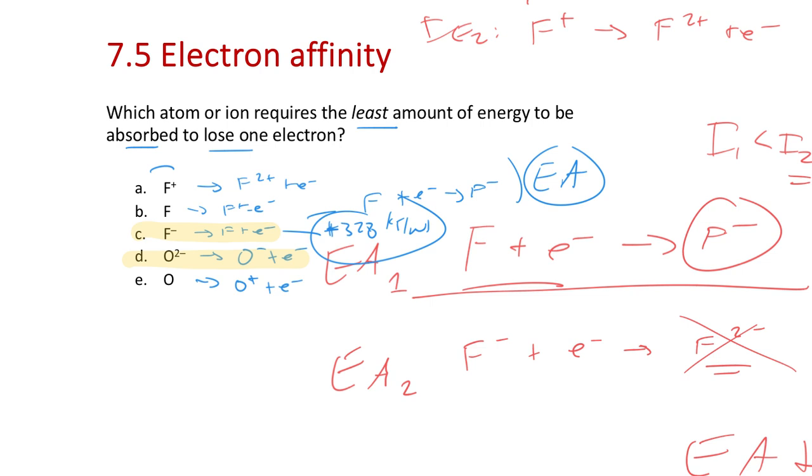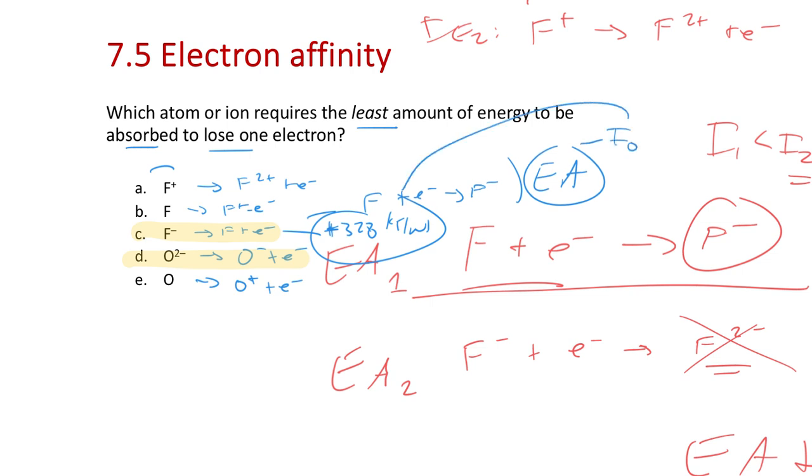But the question would be, F minus versus F. Which one do you think takes more energy to lose an electron? So if I have F minus, I have a pretty big ion. Electron's pretty far from the nucleus. It has the same nuclear charge that F does. So it's going to take more energy for F to lose an electron to F plus than for F minus to go back to F.